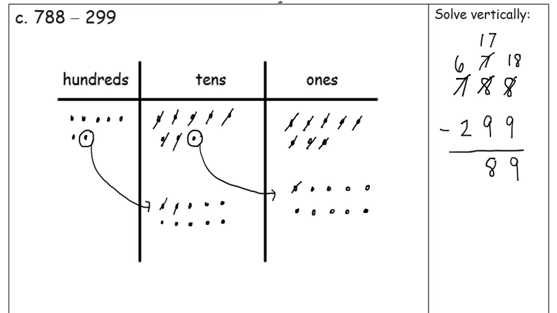And finally, I need to subtract 2 hundreds, cross that off, and I'm left with 4 hundreds. And my final answer is 489.